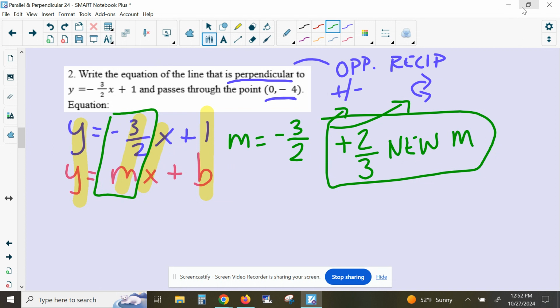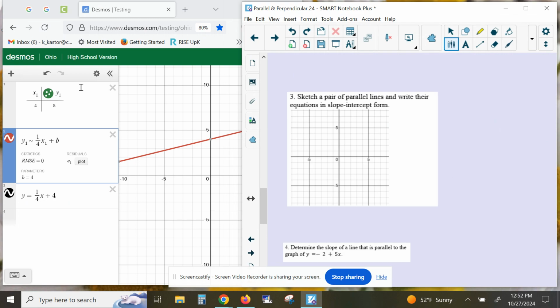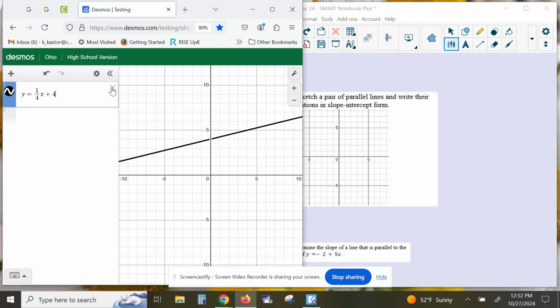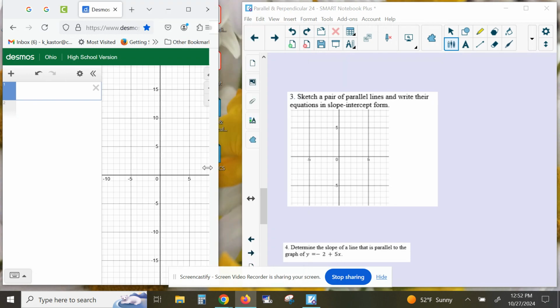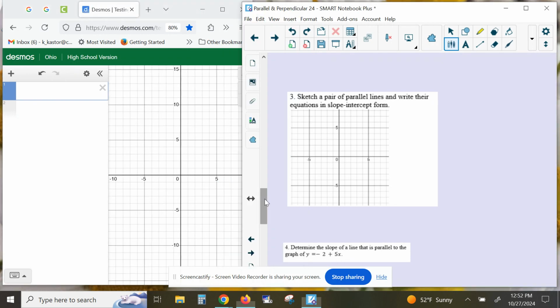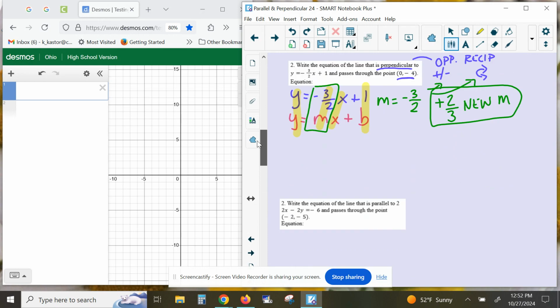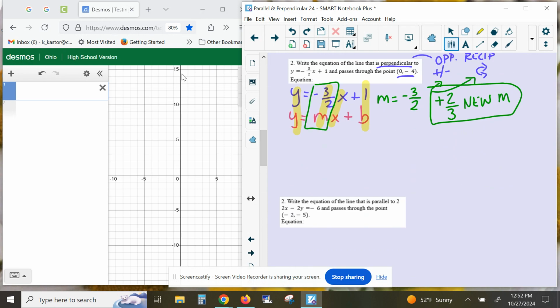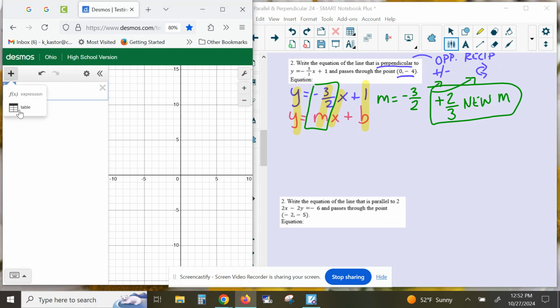So all we do is go right to Desmos. Get rid of all this stuff. Remember, I would delete everything between problems, because if you have something in there that's weird and doesn't work out, oopsie, I lost my problem. There he is. Okay, so remember, your point (0, -4) has to go in a table. So once again, make sure you're in the Desmos green bar here, high school version. It won't work in other ones.